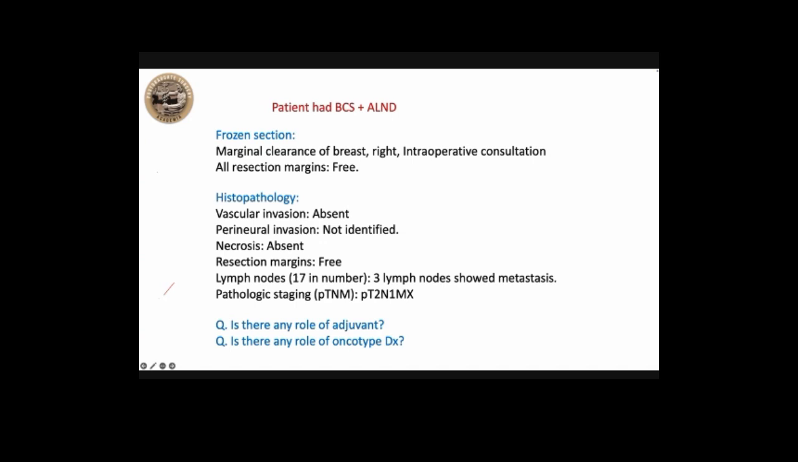Okay then. Any questions? There is no difference in the treatment between luminal A and luminal B, not that much. Any questions? Except triple negative, triple positive.